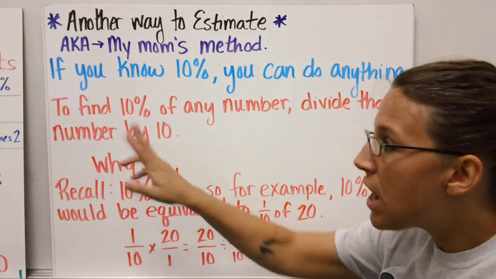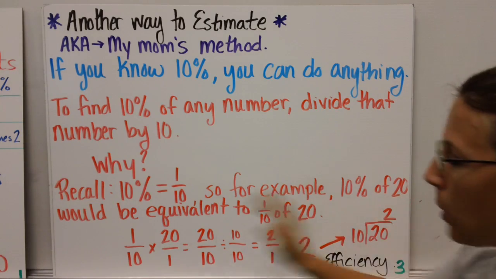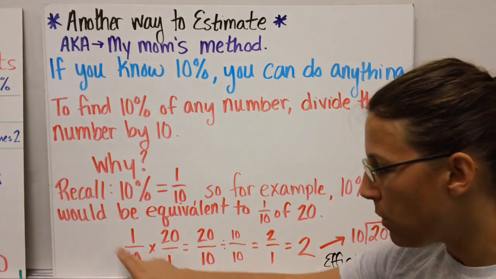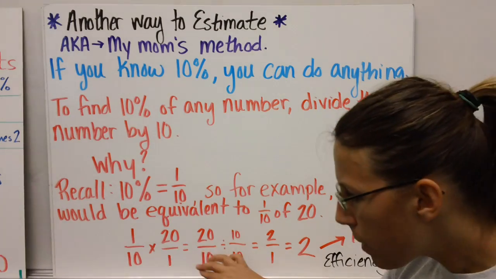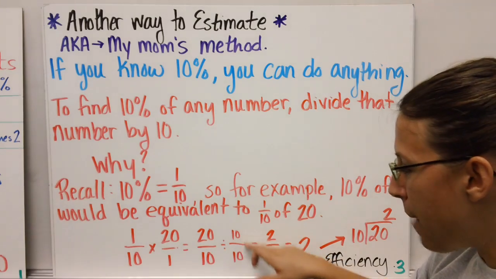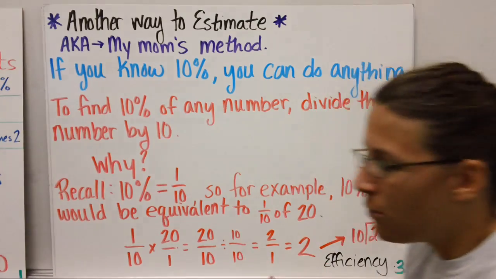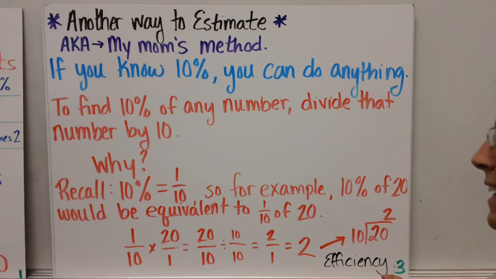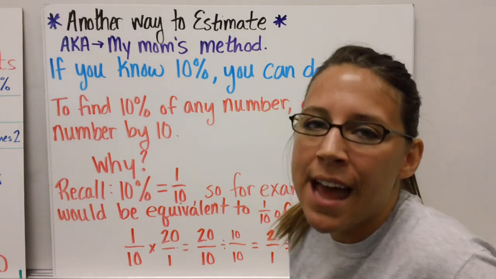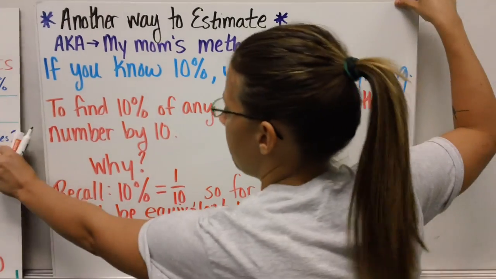That's because we talked earlier that 10% is equivalent to 1/10. So for example, 10% of 20 would be equivalent to saying 1/10 of 20. And when we find 1/10 of 20, we multiply 1/10 times 20. That comes across, without any simplification, as 20/10. We simplify by dividing by 10 to get 2 over 1, which we know is 2. And we can more quickly and efficiently get there if we divide that 20 by 10. So I found 10% of 20 more quickly by saying 20 divided by 10, and that is 2. Okay?